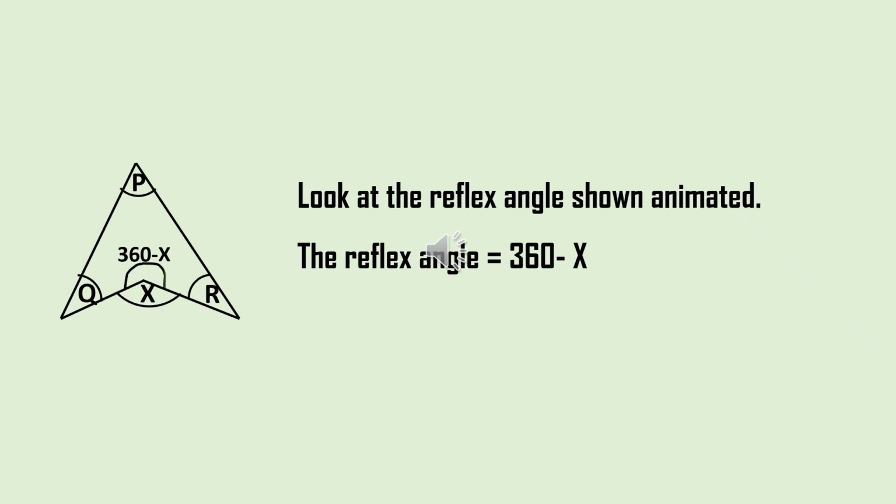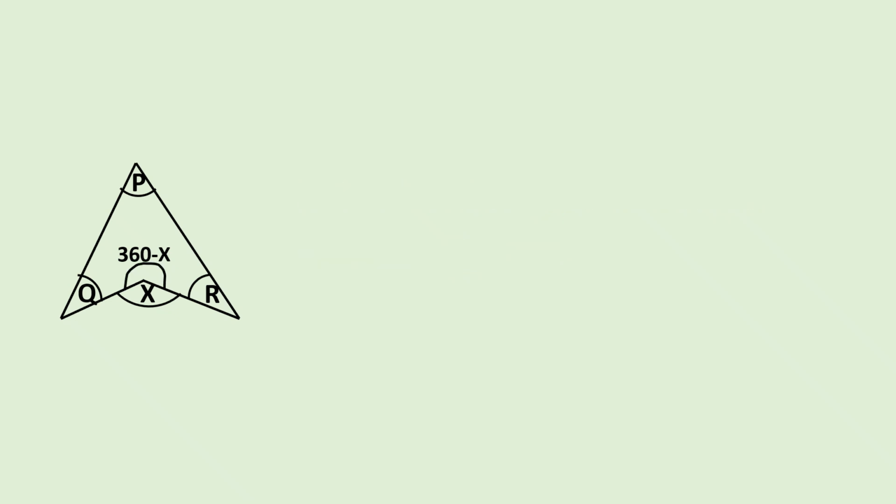So the interior angle, the reflex angle should be 360 minus x, because the total should be always 360. Angle around a point is 360, so one part is x. So the interior angle, which is a reflex angle, should be 360 minus x. So we mark that 360 minus x. That is the interior angle, reflex angle.